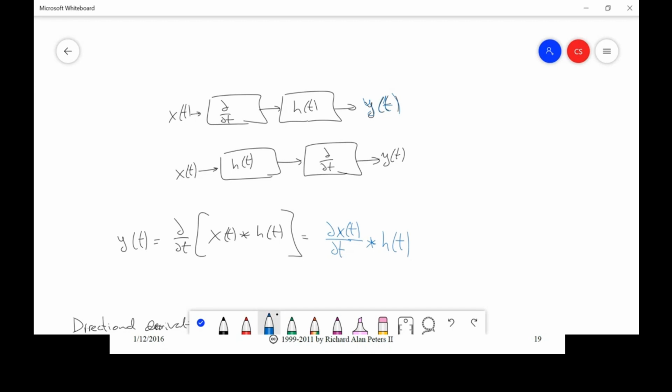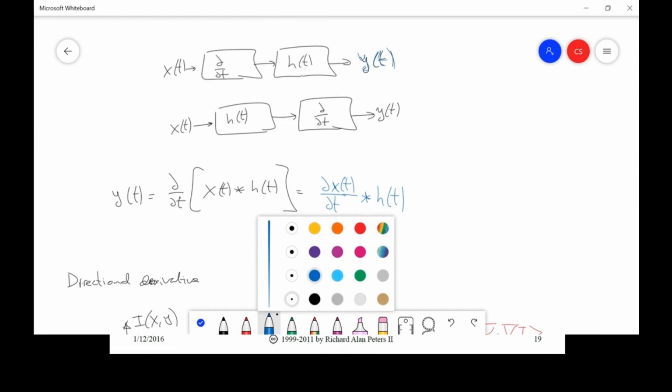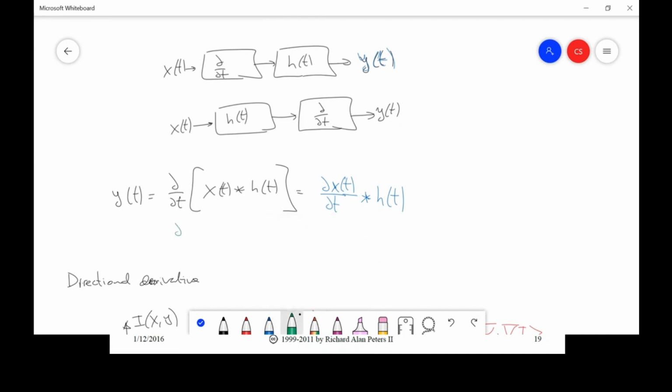And you know that the convolution is commutative. So I could have written this in this other way too: h of t convolved with x of t. And then this would be equal to x of t convolved with the derivative of h. So those three expressions are equivalent.